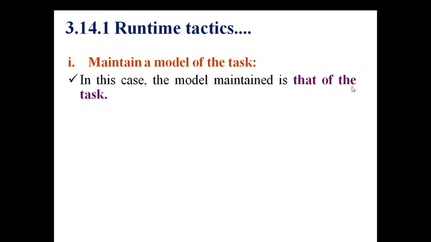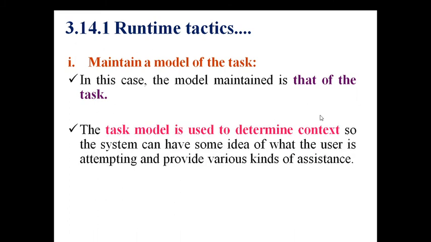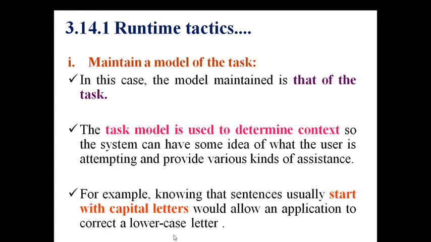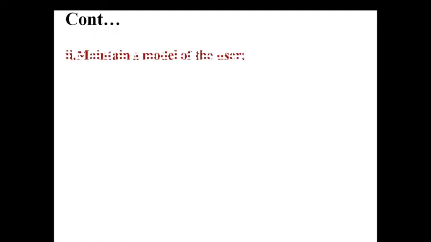In this case, the model maintained is that of the task. The task model is used to determine the context and environment, so the system can have some idea of what the user is attempting and provide various kinds of assistance. For example, the user is expecting every sentence to start with a capital letter. If that is the case, we have to change that concept.